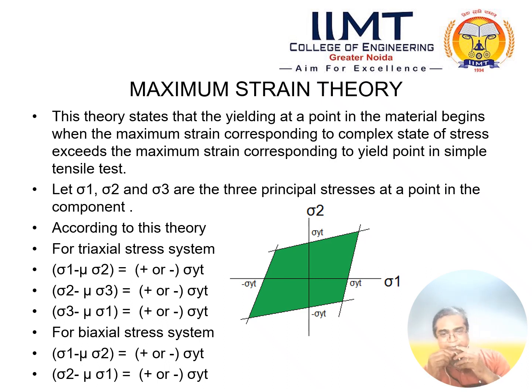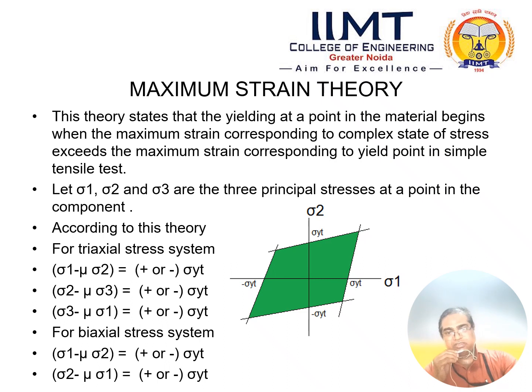of that component. For a biaxial stress system, if the value of sigma 3 is equal to 0, we can get four equations. Sigma 1 minus mu sigma 2 is equal to plus sigma yt, and sigma 1 minus mu sigma 2 is equal to minus sigma yt. Similarly, if sigma 2 is greater than sigma 1, then sigma 2 minus mu sigma 1 is equal to plus sigma yt or minus sigma yt.